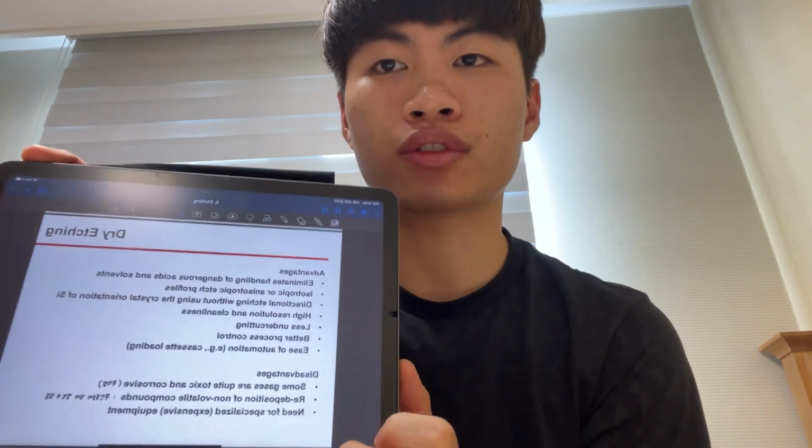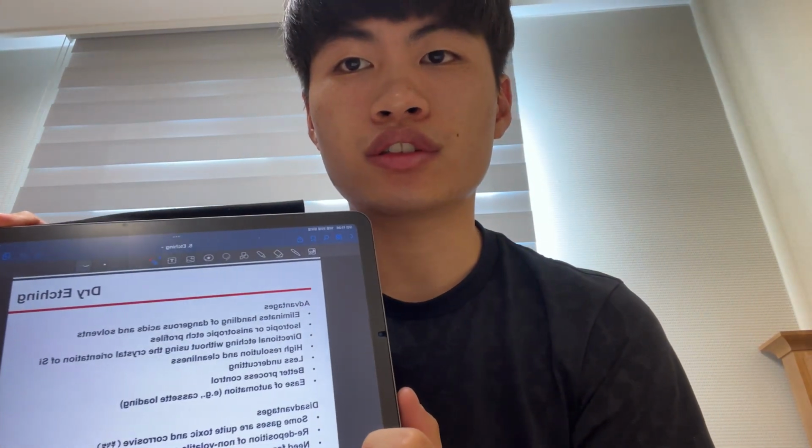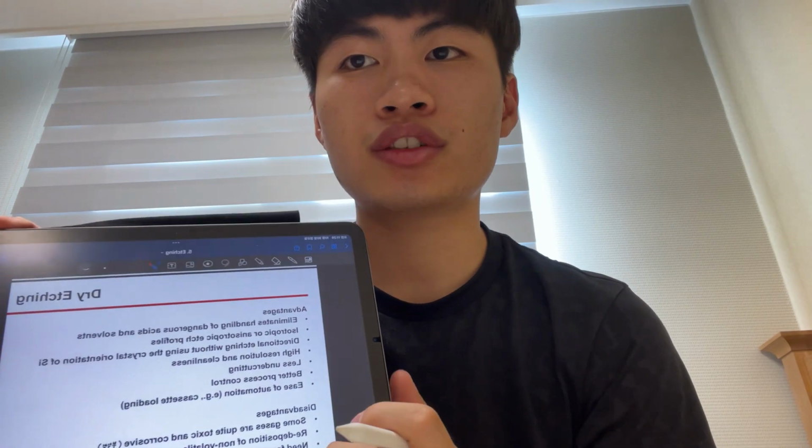And second is about the dry etching. This slide shows the advantages and disadvantages of dry etching, but I already talked about it, and there's more information, but it is similar, so I will skip.